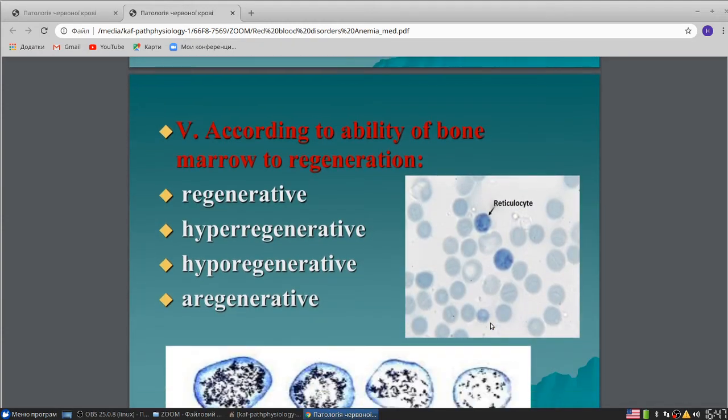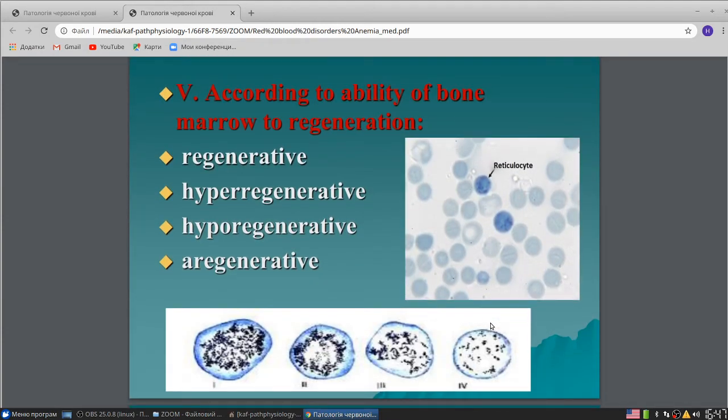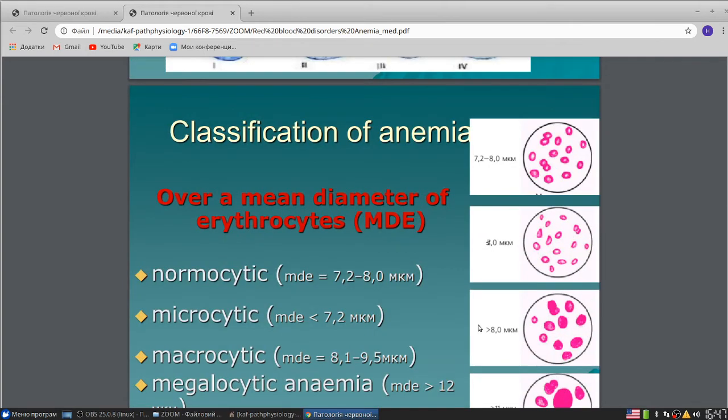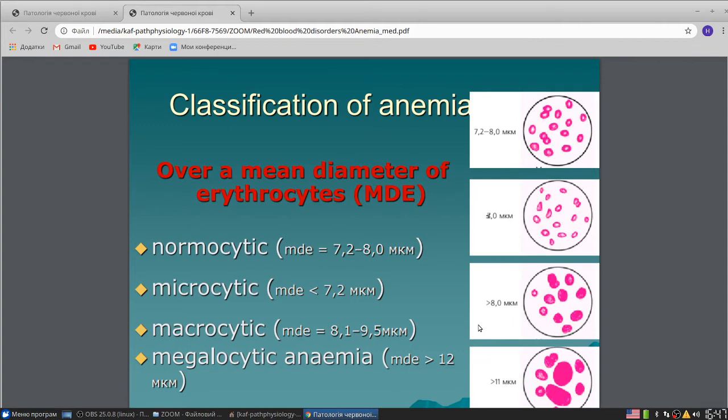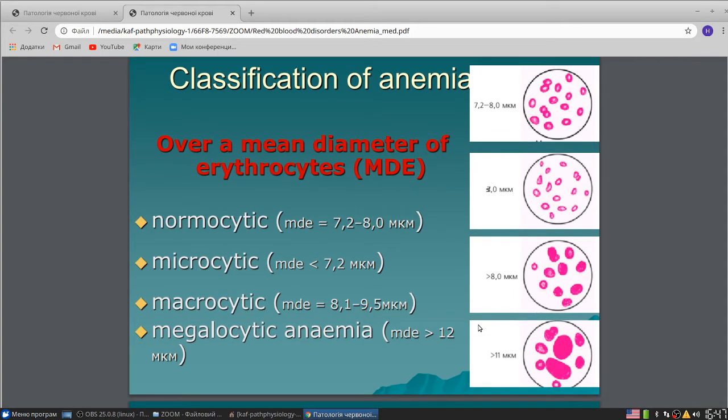According to the regeneration ability of bone marrow, anemia can be subdivided into four types: regenerative, hyperregenerative, hyporegenerative, and aregenerative. Depending on the size of erythrocytes, all types of anemia can be subdivided into normocytic, microcytic, macrocytic, and megalocytic type of anemia, or megaloblastic.